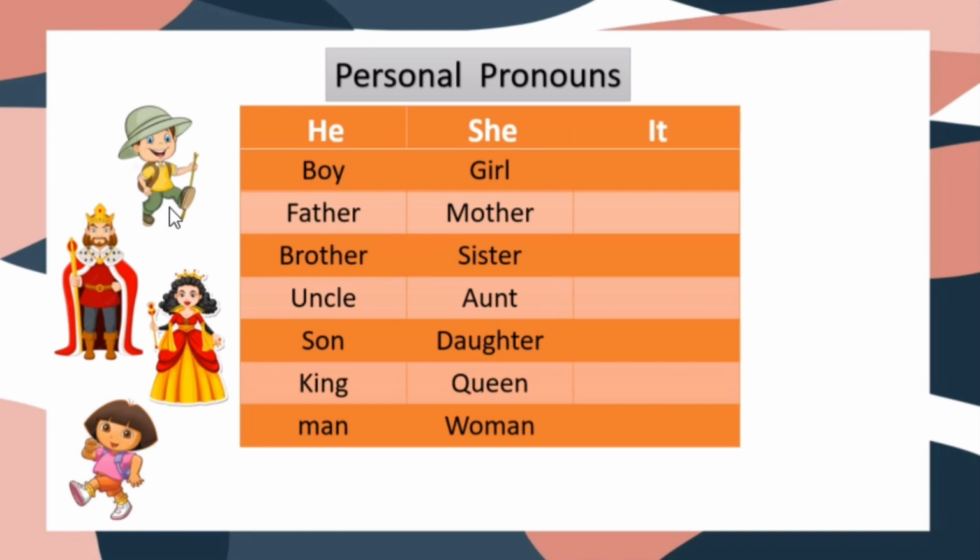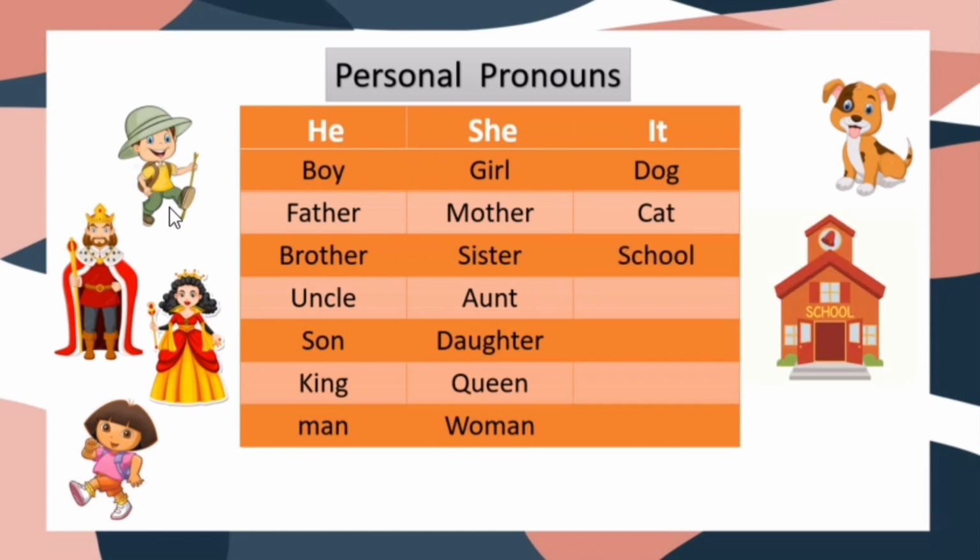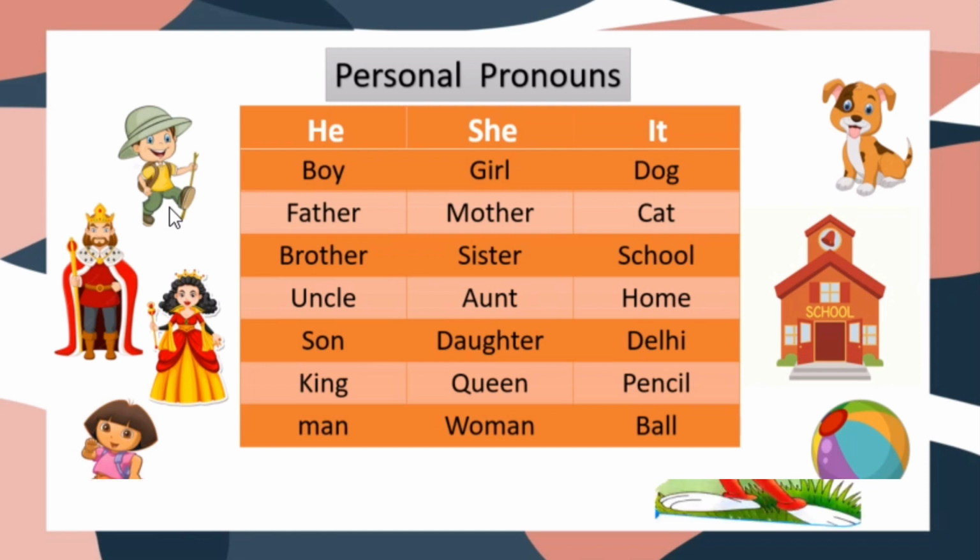And the pronoun it can be used for any animal like dog, cat, or any place like school, home, any city like Delhi, Mumbai, Chennai, or anything like pencil, ball, pen, school bag, table, chair, any one thing.